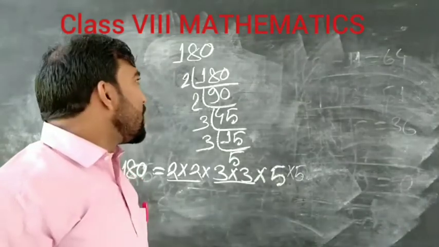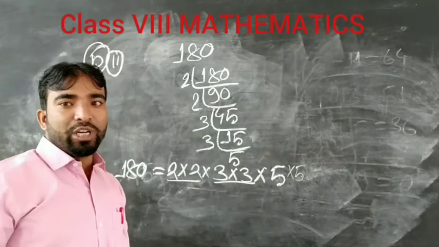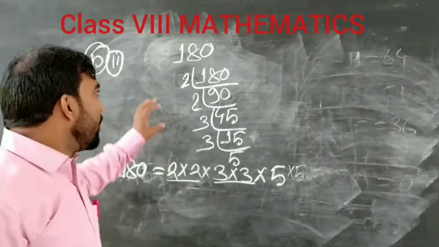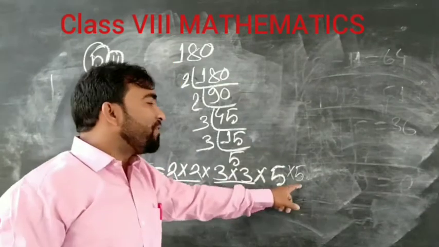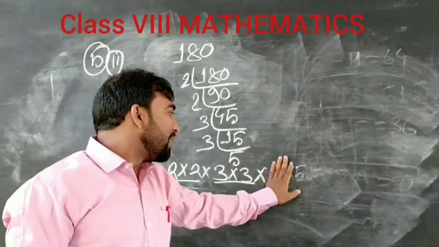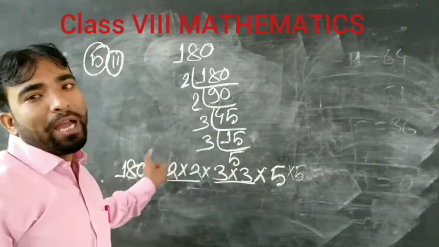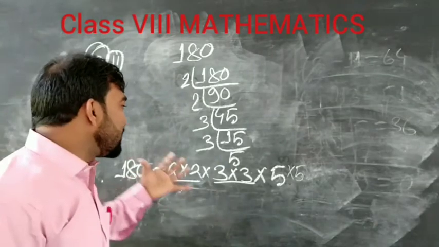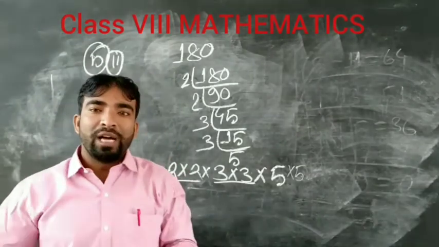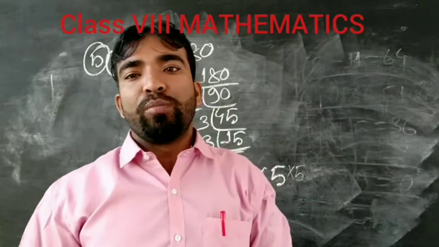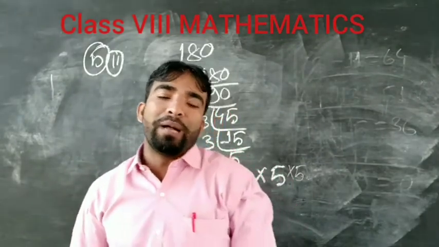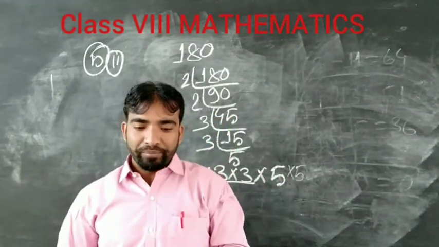Or if the question is by which it should be divided to get a perfect square, our answer will be that we have to divide 180 by 5, so that this 5 will not be there. So it's very simple how to find the smallest whole number by which it should be divided or multiplied to get a perfect square.